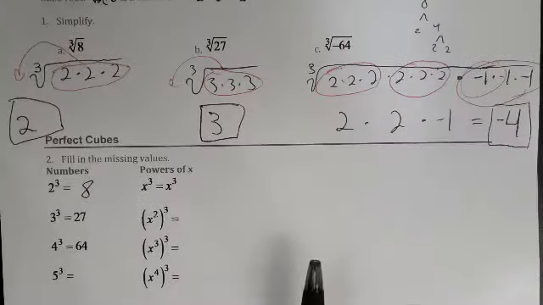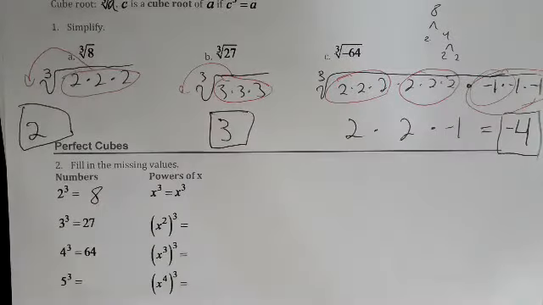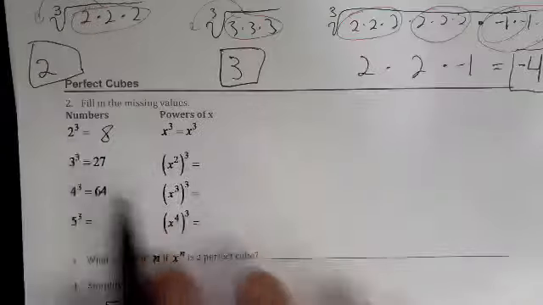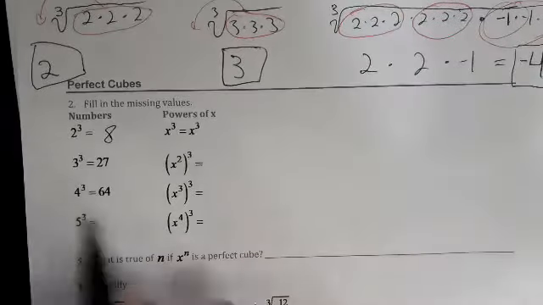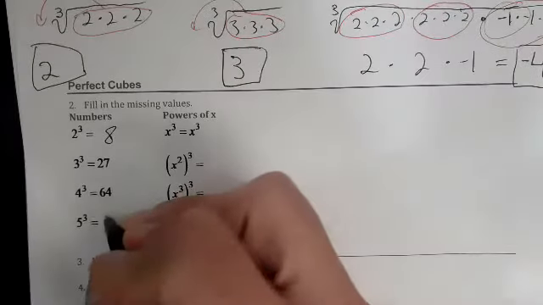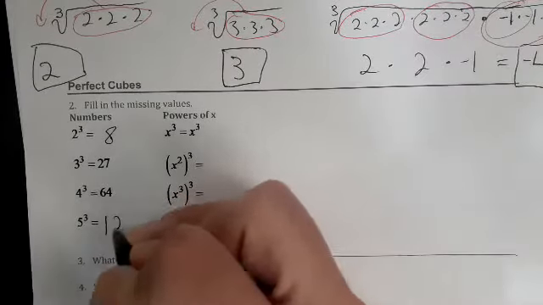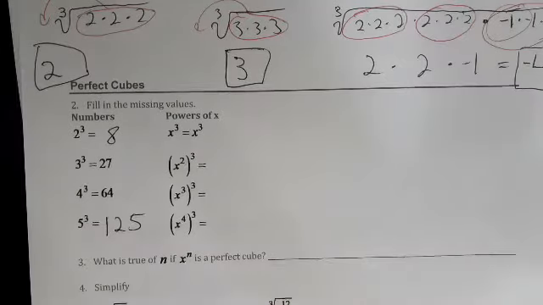If you know your perfect cubes, if you knew that the cube root of 8 was 2 and the cube root of 27 was 3, I would not expect you to write out this grouping every single time. Right? You could probably jump and start recognizing these perfect cube roots. And 5 cubed is 5 times 5 is 25 times another 5 would be 125.